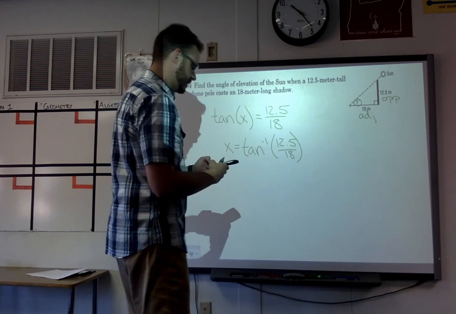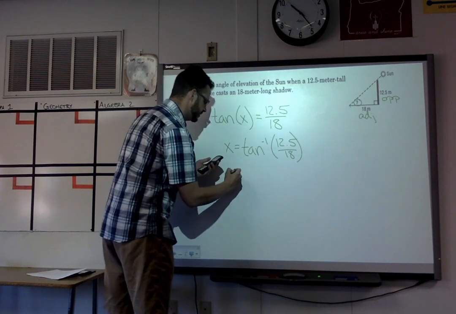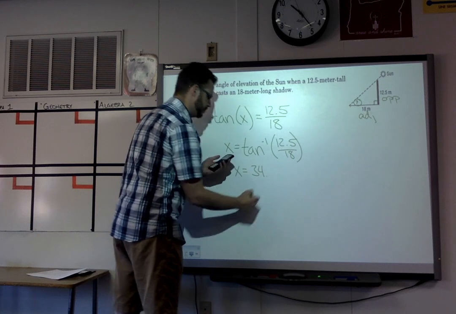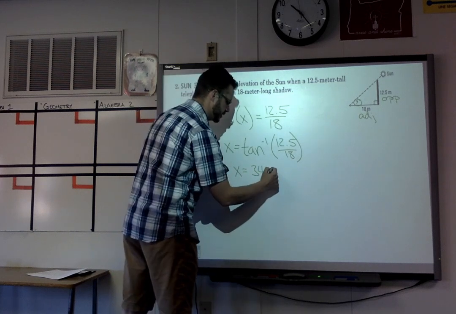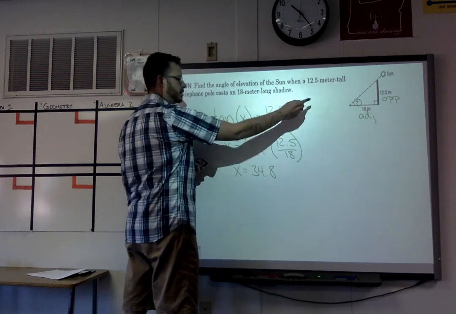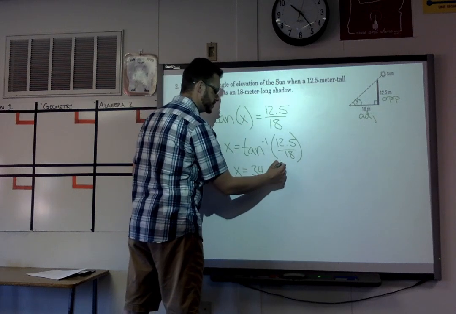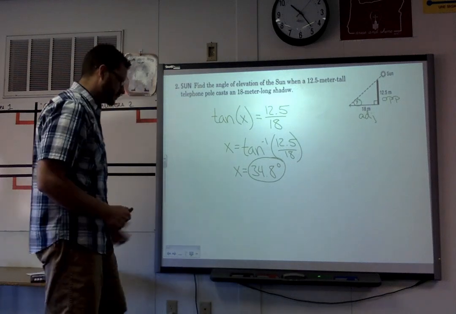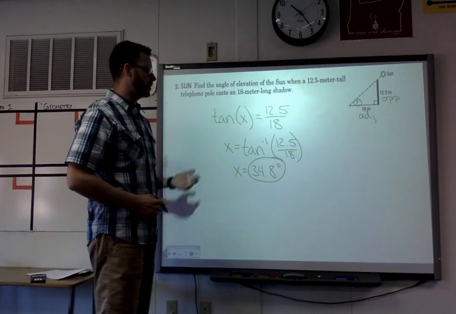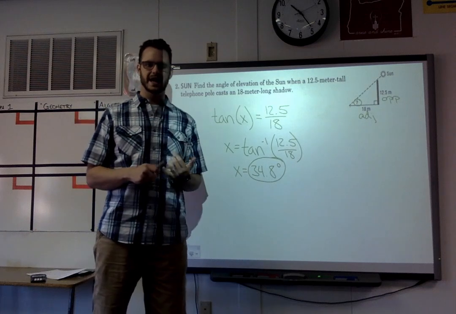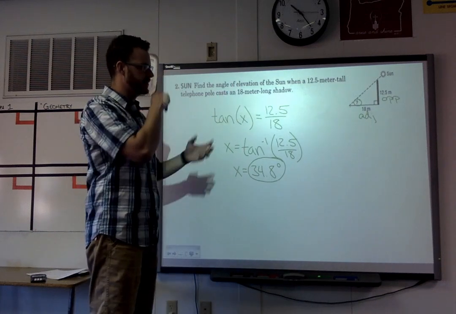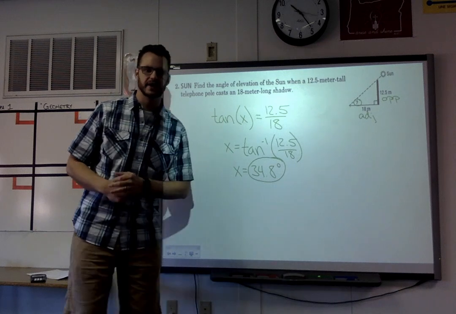12.5 divided by 18, and that gives me x equals 34.77, which will become 34.8. We're solving for an angle measure, so our label would be degrees. So two different problems. One of them, we were given an angle and a side. We found the third side. The second one, we were given the two sides, and we had to find the angle.